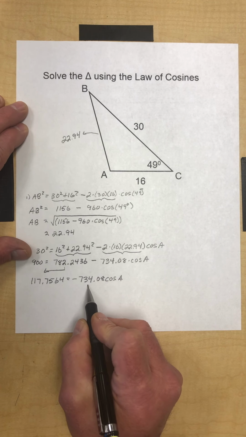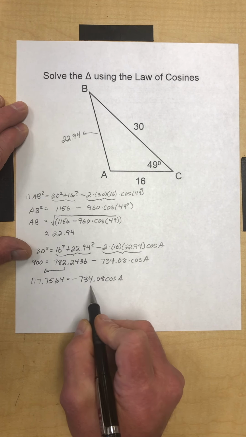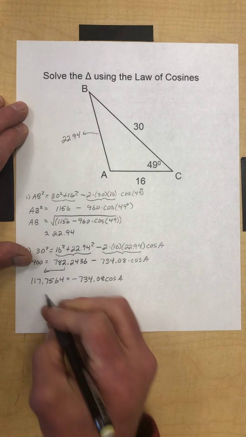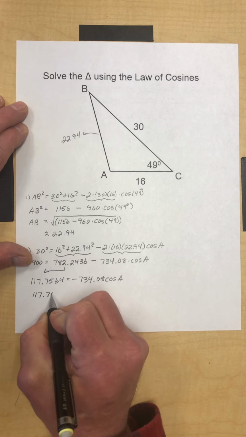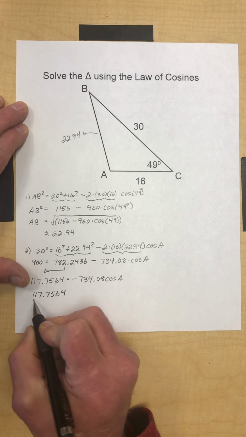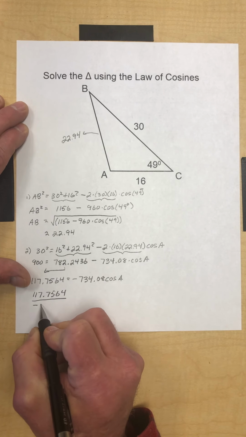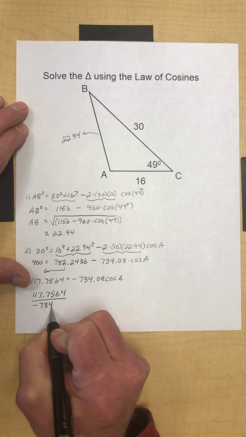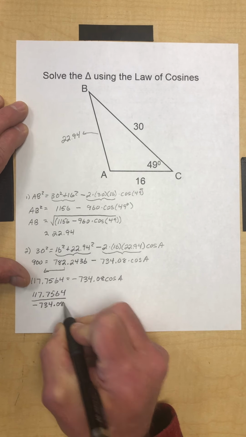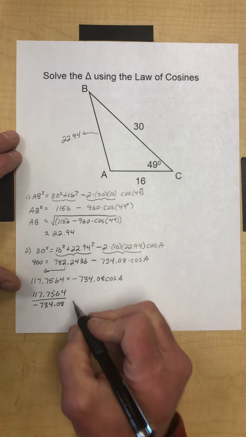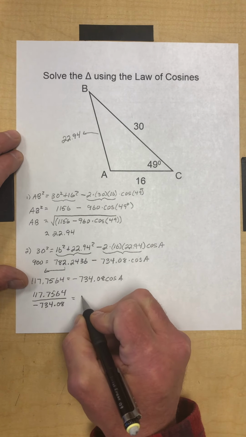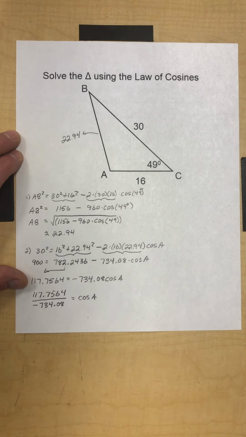All right, so now I'm going to have to divide both sides by this negative 734.08. So I would get 117.7564 divided by negative 734.08. Now, the reason I'm not going to punch it into the calculator right now is because I don't know what's going to happen. It could be some long string of numbers, and I don't want to round anything off. Okay, and this would be equal to the cosine of angle A.